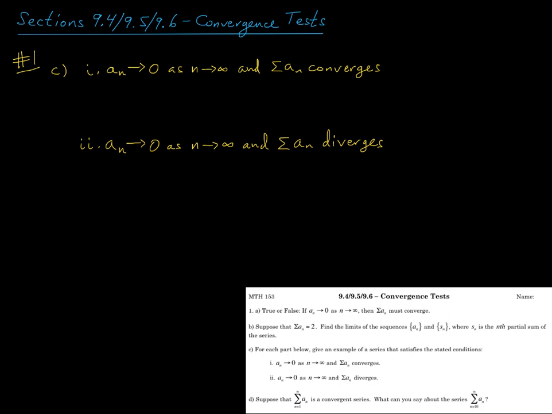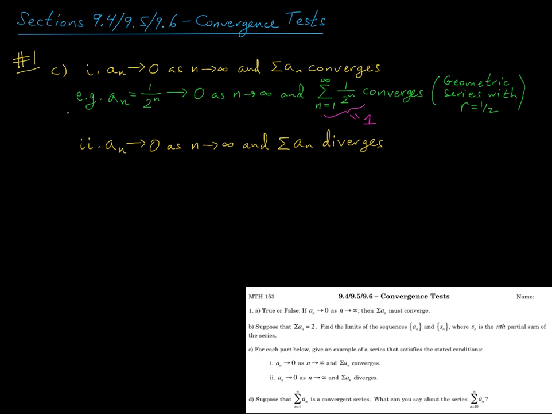For part 1, we really can choose any series that we know to converge, because if we know the series converges, then it has to be the case that a sub n goes to 0. In particular, I'll use our very first example of a series, where we looked at Zeno's paradox. There a sub n was equal to 1 over 2 to the n, and this goes to 0 as n approaches infinity. And we proved that this series summed to 1. Another way to say that this series converges is just to say it's a geometric series with common ratio r equal to 1/2.